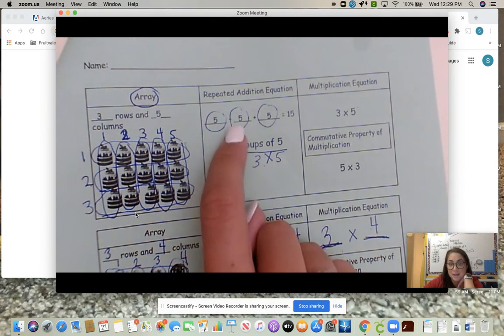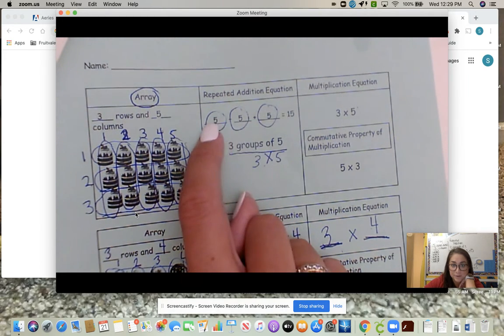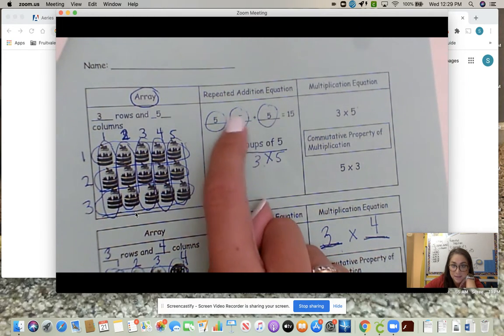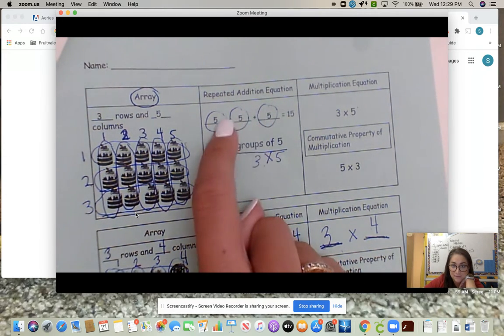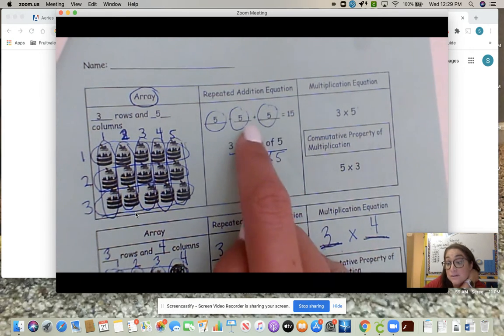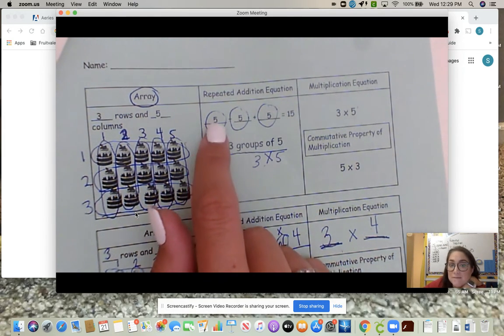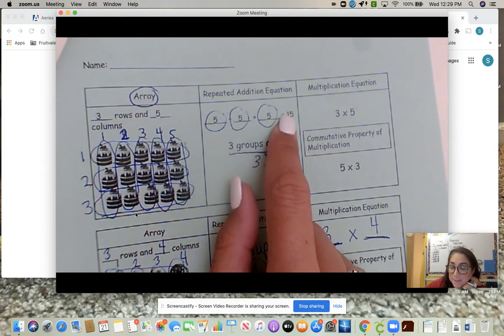That is why I have my lines. So I have 3 groups, 1, 2, 3. I put my addition symbol, and then I add 5, 5, 5, because there's 3 groups of 5 in each. We skip count by 5s. 5, 10, 15 we get.